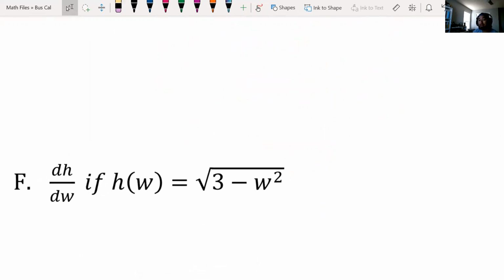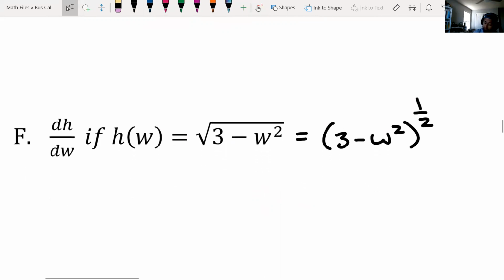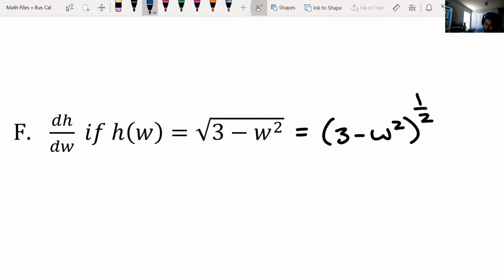All right. Find dH over dW, so find the derivative if h of w equals the square root of 3 minus w squared. So we definitely have to rewrite this one before we take the derivative. And since this is just the square root, we can rewrite this as 3 minus w squared to the 1/2. Which means now we can find the derivative by using the chain rule. And I'll just use the notation it wants, dH over dW.